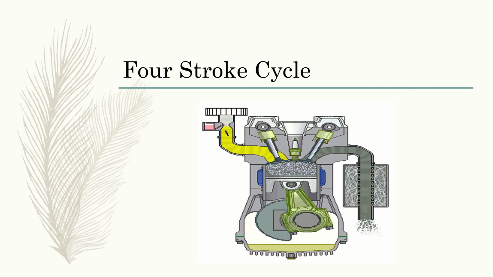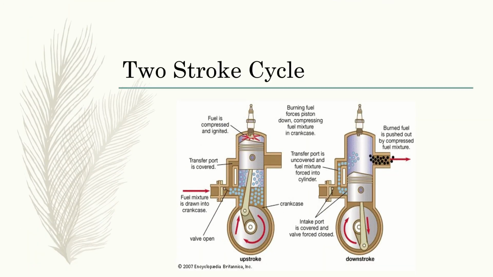Then here we go to the two-stroke cycle. So what is the difference between the two-stroke cycle and the four-stroke cycle? A two-stroke cycle, or two-stroke engine, is a type of internal combustion engine that completes a power cycle with two strokes of the piston during one crankshaft revolution. Earlier, the four-stroke engine needed two crankshaft revolutions. Here, since it is only two-stroke, it takes just one crankshaft revolution.